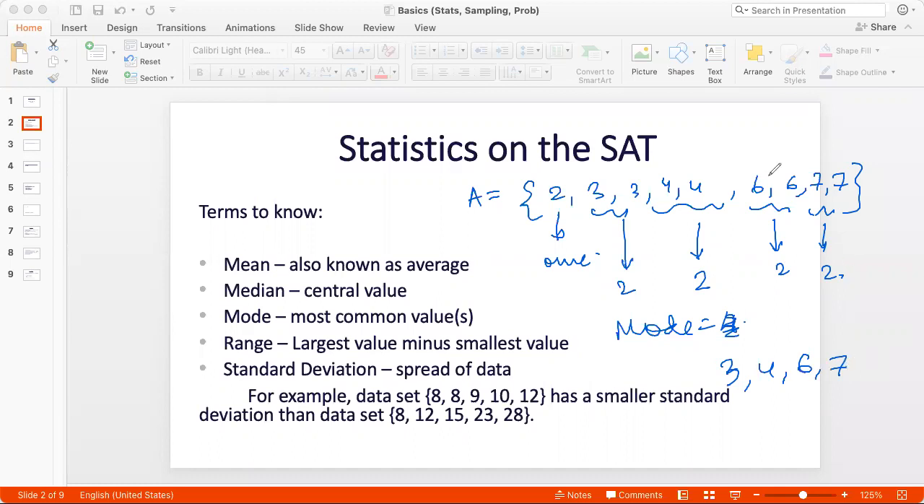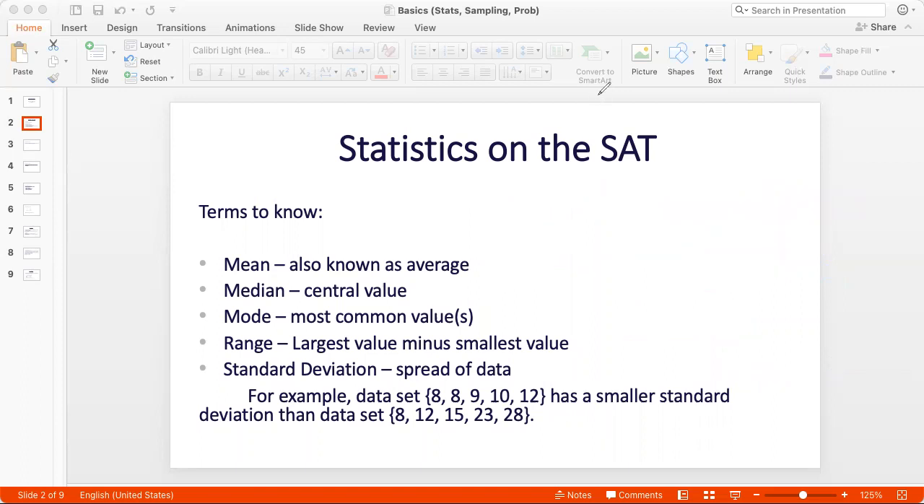Okay, let's say everything occurred once. Let's say I had a data set like this. I had 2, 4, 7, 9, 11, 16. This does not have any modes because every data point occurs once, so there are no modes.